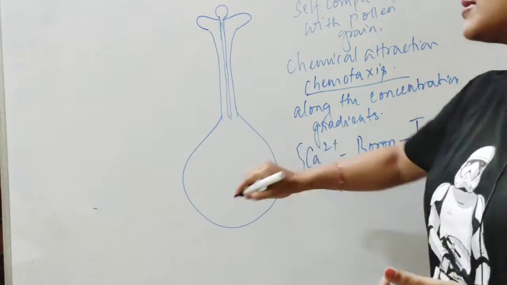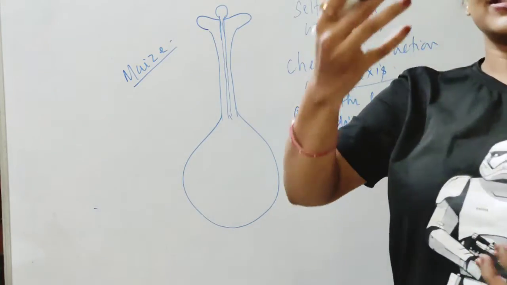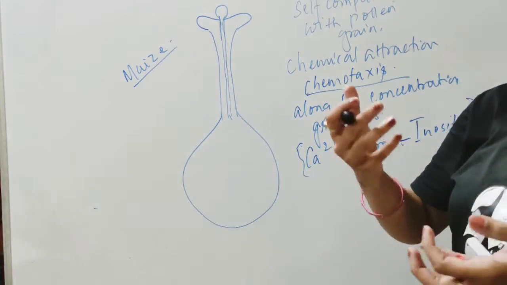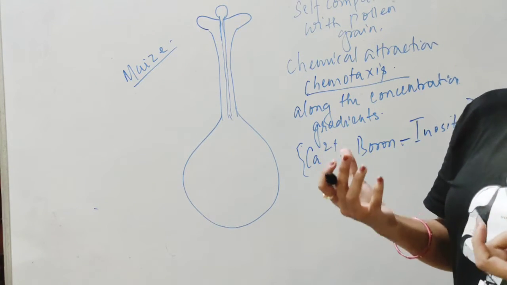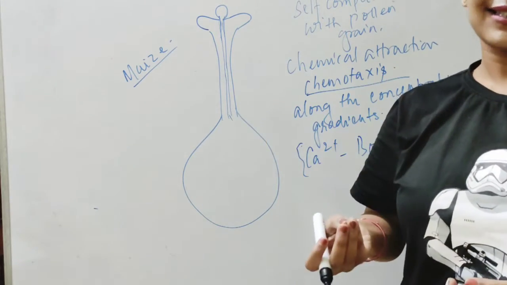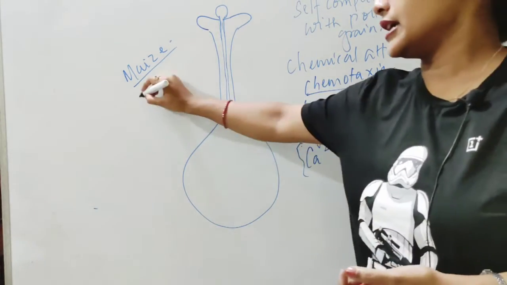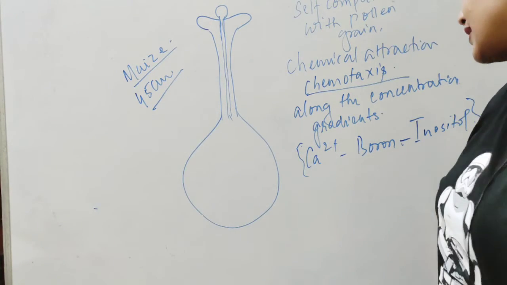For example, in the case of maize, you might have seen that silky hair-like structure when you remove all the leaves of the maize or the corn. You might have seen very silky hair-like structures. They are actually the style. And it can be even up to 45 centimeter. The length of the style can be even up to 45 centimeter.